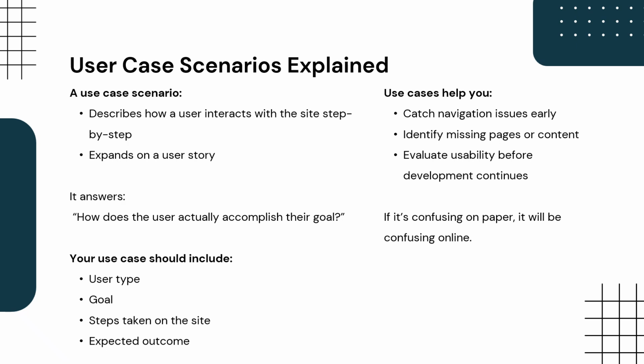A use case scenario would be a potential volunteer wants to get involved. They go to the home page, click on the Get Involved button, read about volunteer opportunities, and fill out a contact form. They receive a confirmation message. Okay? Now this is different from a user story because, as you could tell, it walks you through the actual flow and interaction. Now this is not a technical document.